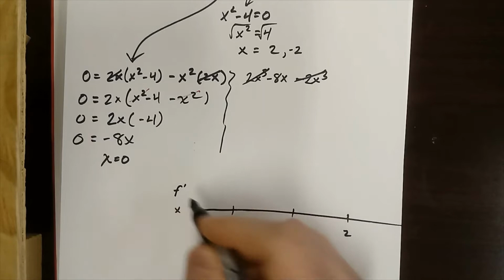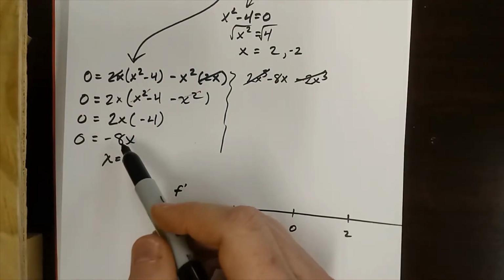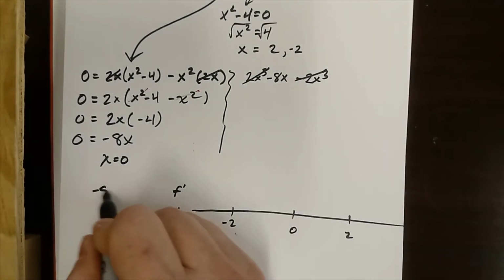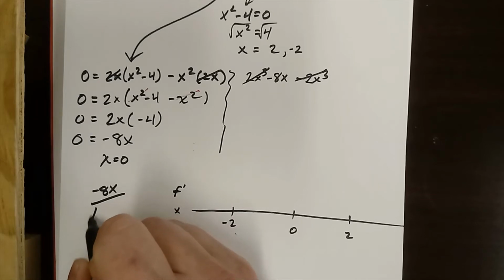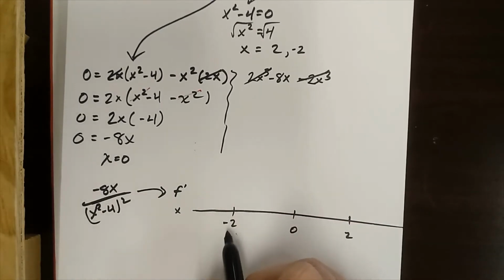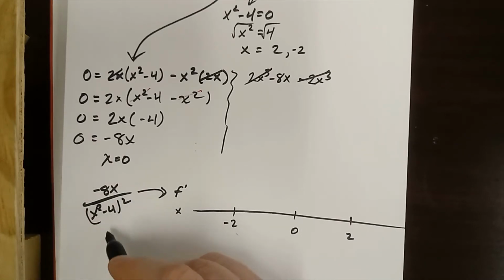So here's the interesting thing. F prime of this is just the top is -8x, so it's -8x over x squared minus 4 squared. Right, and that's going to be f prime. So if I pick a number less than -2, like -3, and I try plugging it in, I get a positive on the top, and I get, you know, think about this a little bit more. Plug in anything you want here.